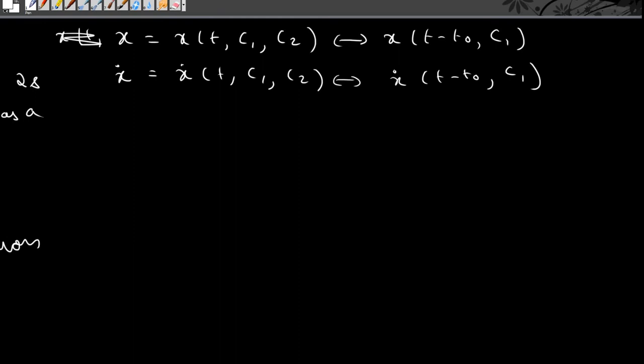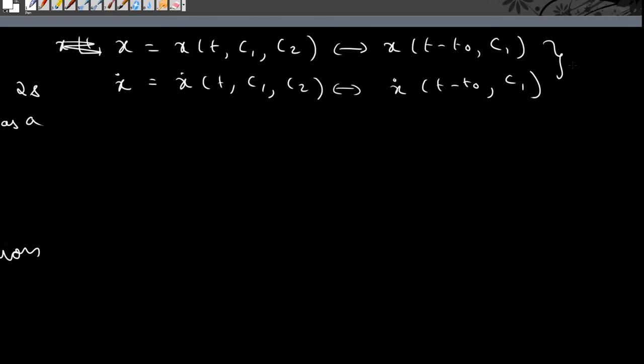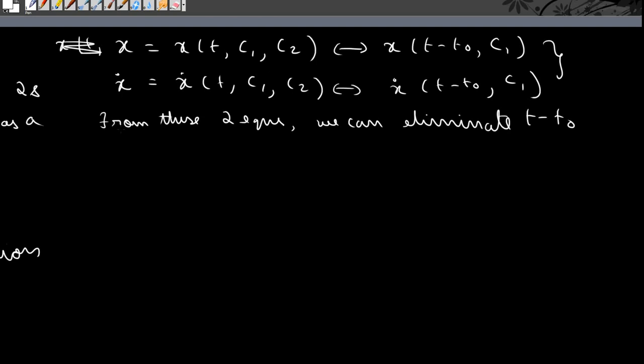So we will have two equations, correct? And from these two equations, we can eliminate t minus t naught. So what I mean by that is that we have x equal to c1 sine omega (t minus t naught) and x dot equal to c1 times omega cos omega (t minus t naught), right?